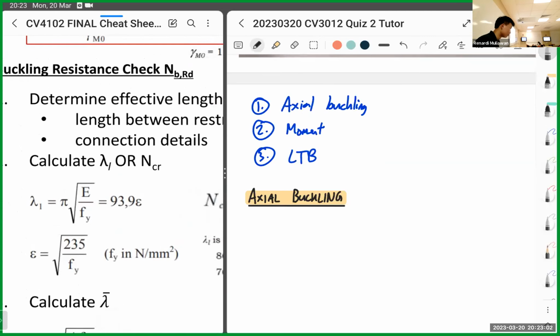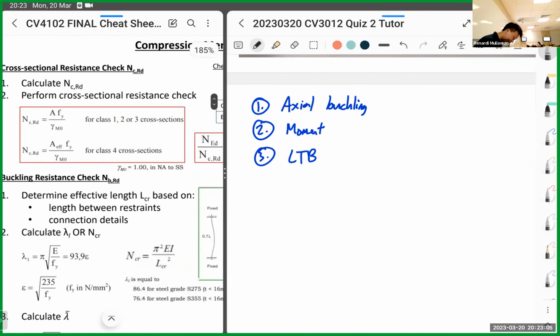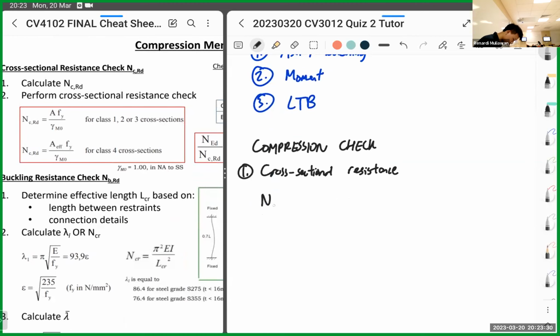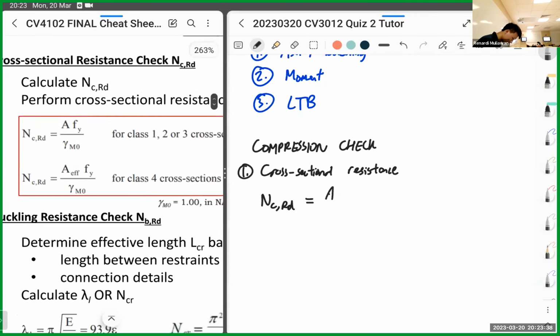I guess for this one I'll do both. Okay, so let me change it to compression check. So let's do the cross-sectional resistance. It's quite straightforward. You need to find the NCRD. So NCRD in this case is just A times Fy divided by gamma M0.